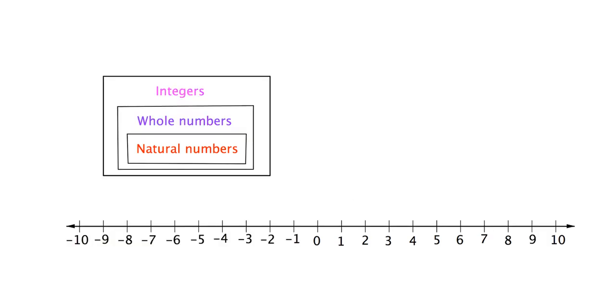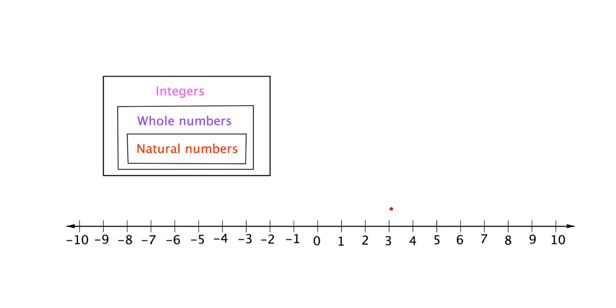After that, we can go and put in all the negative numbers that we've learned about. And the negative numbers are like minus 1, negative 2, negative 3, negative 4, negative 5. Then we have the integers. And so what you have now is the natural numbers, which are contained inside the whole numbers, which are contained inside the integers.